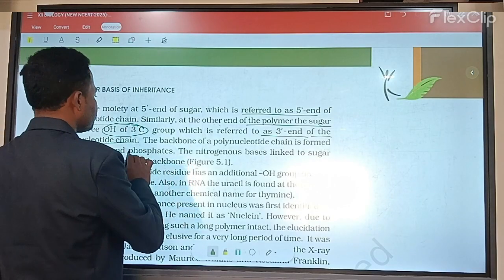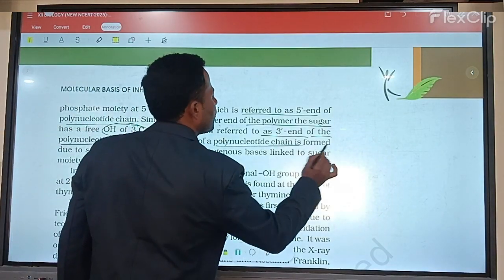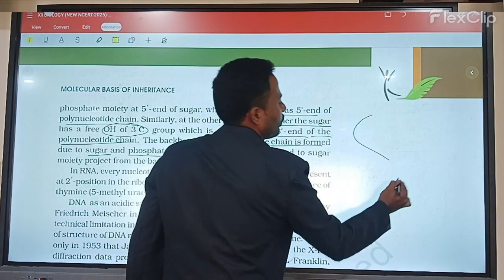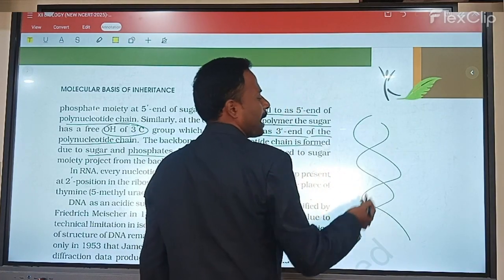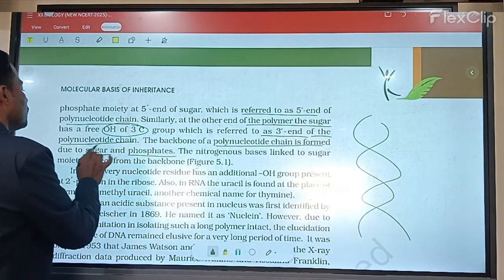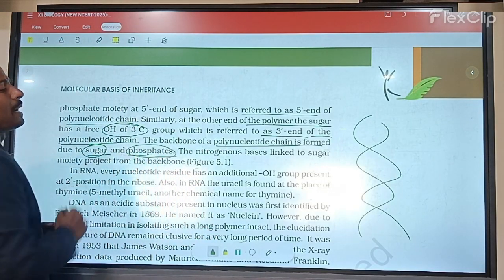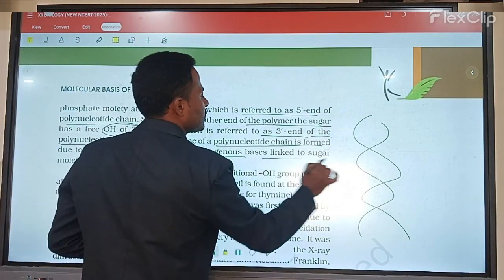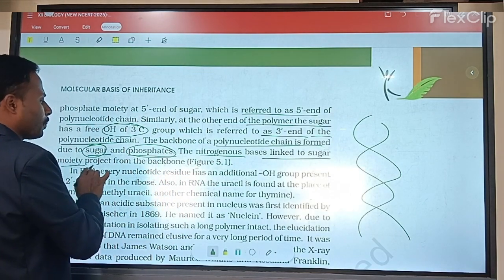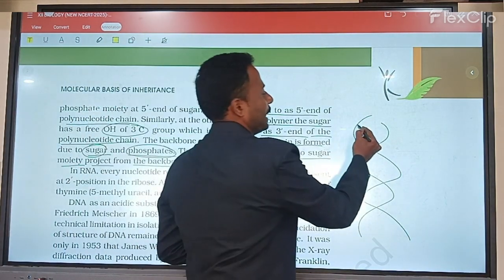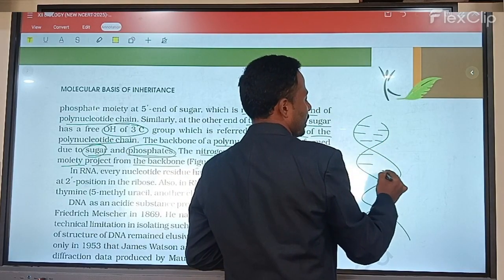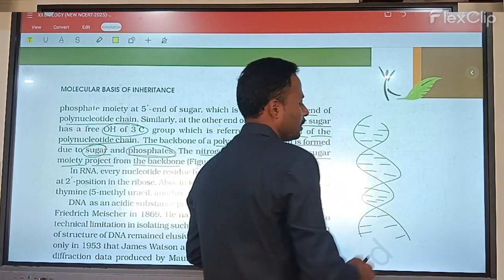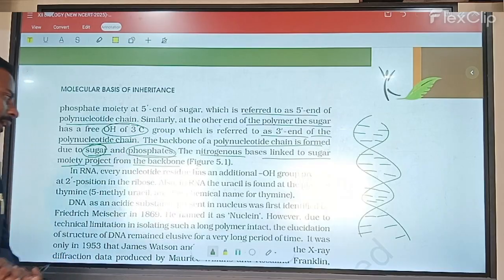The backbone of the polynucleotide chain is formed by sugars and phosphates. So when you take the total DNA, the backbone of the DNA is the pentose sugars as well as the phosphate groups. And what is the major function of the nitrogen bases? The nitrogen bases are linked to the sugar moiety and project from the backbone. They give stability to the DNA.